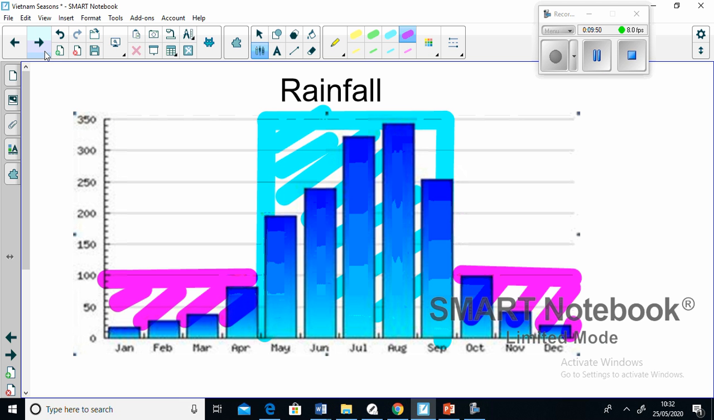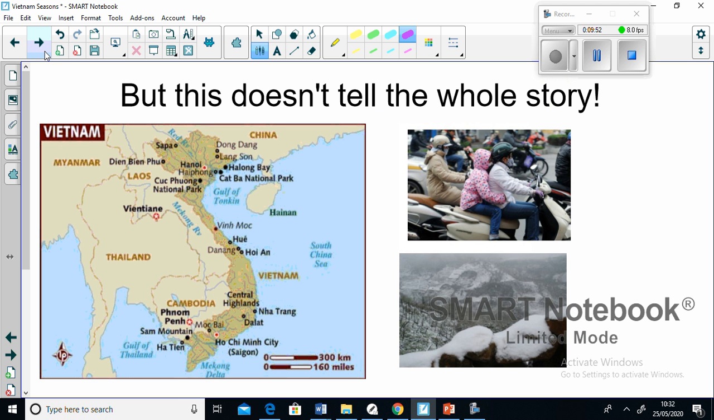The next thing we said was that Vietnam was hot. But hang on a minute, this doesn't tell the whole story. Because some of you will have looked very carefully at the pictures from that first activity, and you'll have seen images like this. People wrapped up very snugly in their coats and their hats and their gloves on their motorbikes. You might have even spotted this picture of snow falling.